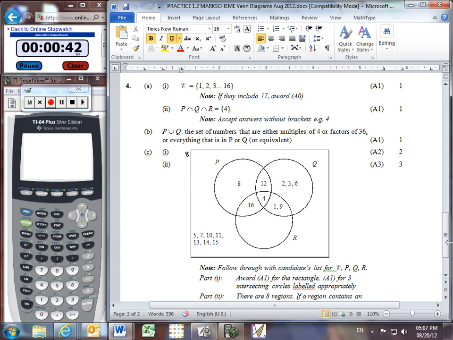And lastly, number 4, the universal set 1 through 16. P and Q and R, the only overlapping element is 4. P or Q, we can say, is the set of numbers that are either multiples of 4 or factors of 36, or both, that is to say everything that is in P or Q. Here's our Venn diagram. They've put commas in between the different repeating elements, and I just wrote them in random places around the diagram. Both are fine. And so you can see the way that marks have been distributed. 1 mark for each of the sets in part A, 1 mark for the statement in part B, and 2 marks for the diagram and 3 marks for the numbers in part C.